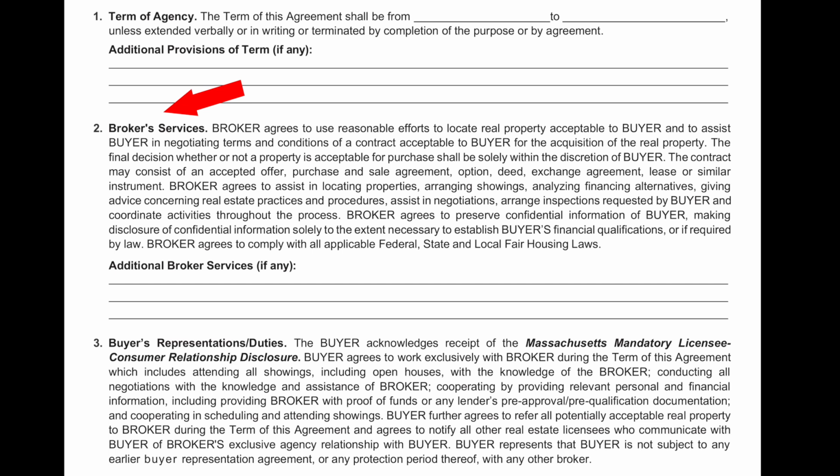All right, so number 2 is broker services. So this gets into what your duties are, how are you going to assist a buyer? It states you're going to make reasonable efforts to try to help them find a property. You're going to help them negotiate. You will help them arrange showings and all that good stuff. So this is a nice thing to go over with the buyer. It spells out exactly what you're going to do, in addition to anything else that you normally have as part of your services.